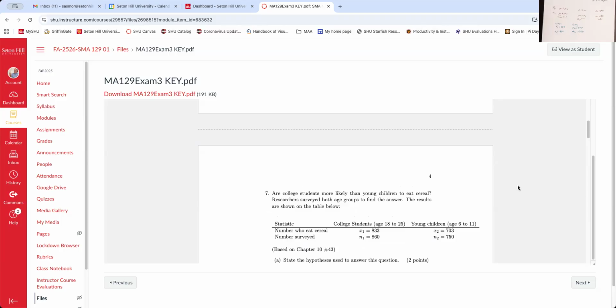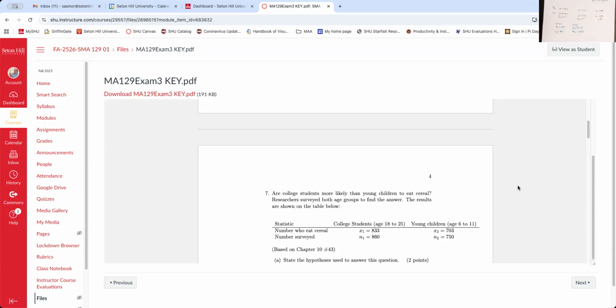All right. The fact that I see not an average given tells me I'm probably doing proportions. When I go back and see I've got X1 and N1 and X2 and N2, I expect to be doing some sort of test of a proportion. So, a null hypothesis. Null, no, there's no difference. I could say there is no difference, but it says are college students more likely. So I'm going to say either they're the same or less as my null, and more will be my alternate.